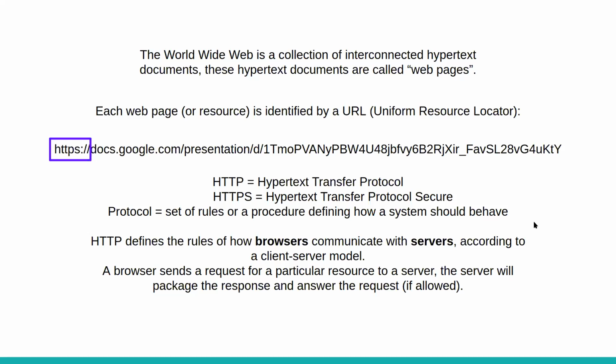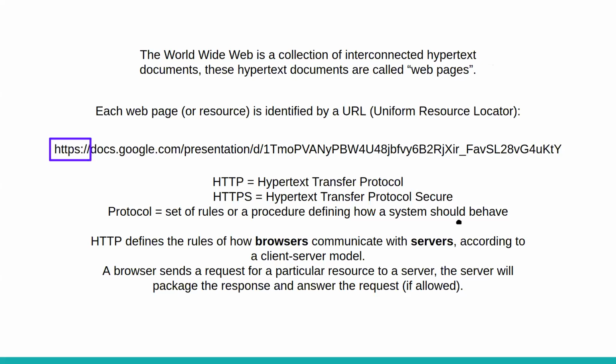So HTTP defines the rules of how browsers communicate with servers according to a client-server model. A browser sends a request for a particular resource. So the browser will ask for a particular resource that is identified with a particular URL. And the server will just send the response back to the browser. Okay, so we have clients and browsers, and then we have servers, which are like just bigger computers, if you like, that we all access, and that serve us hypertext documents, or web pages.